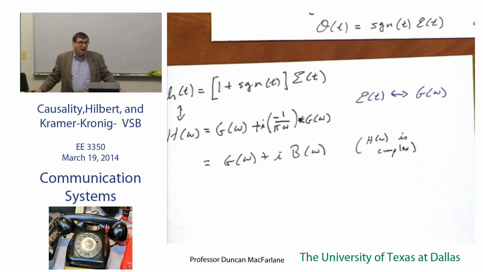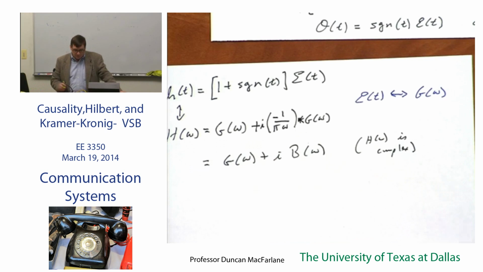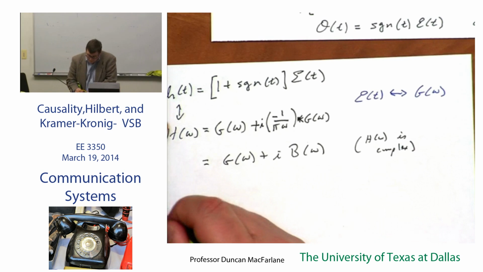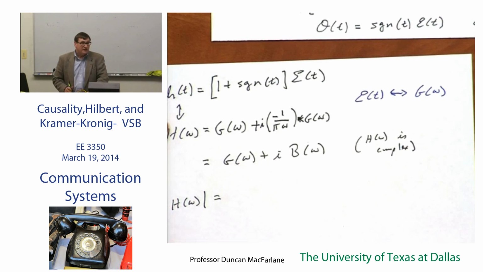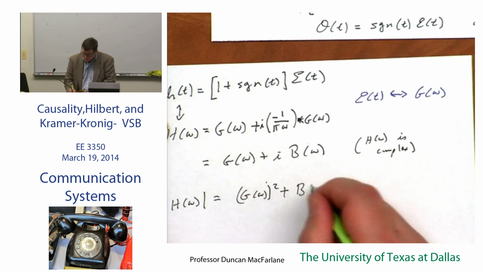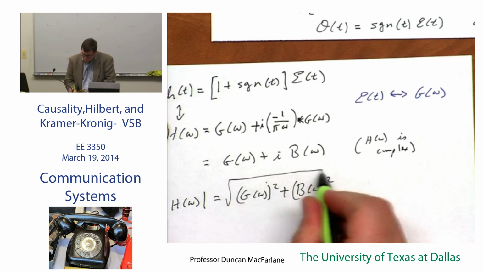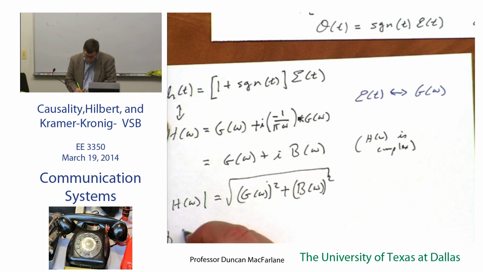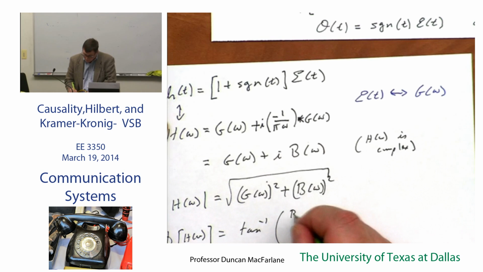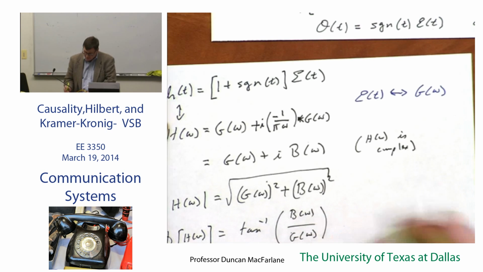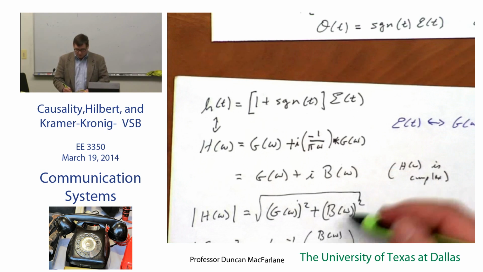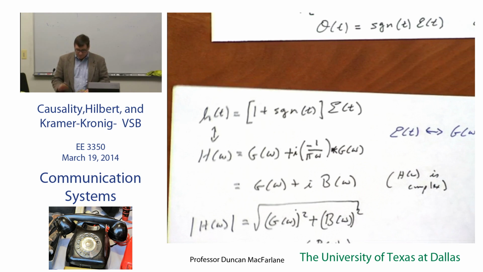If I want the magnitude of H of omega, what do I do with G of omega? Square both sides: G of omega squared, plus what? B of omega squared. Good. And then if I want the phase of H of omega, inverse tangent of what? The imaginary part over the real part. And you've done this a thousand times, right? All I'm doing is calling what the real part is and what the imaginary part is, G and B.